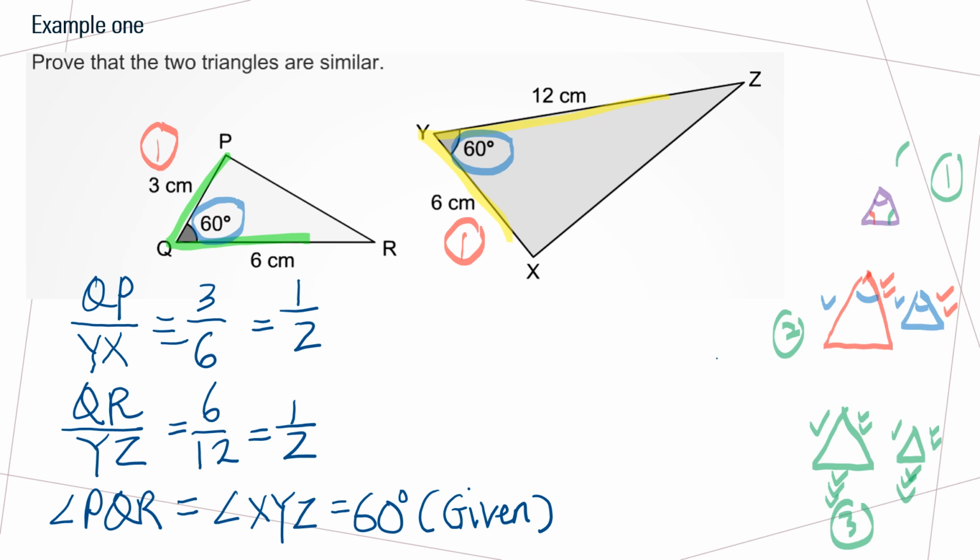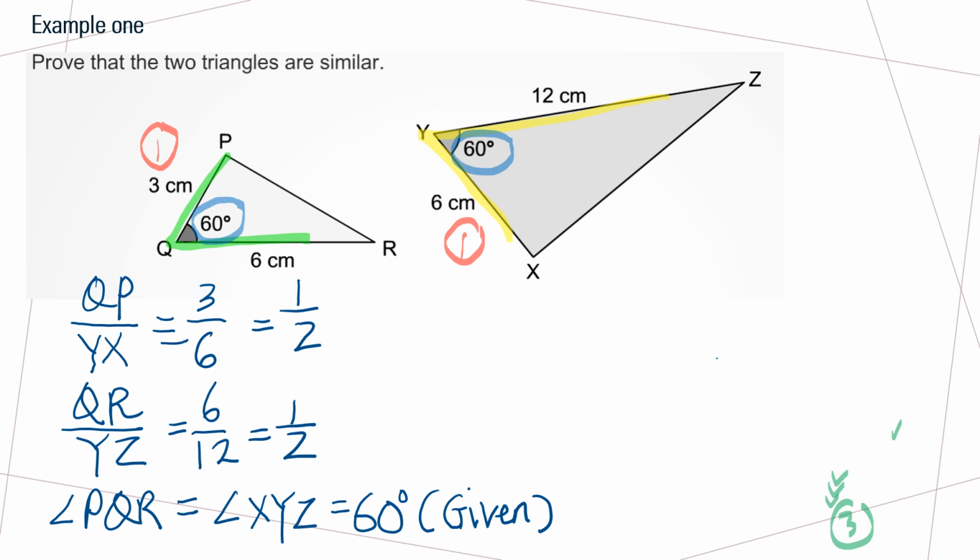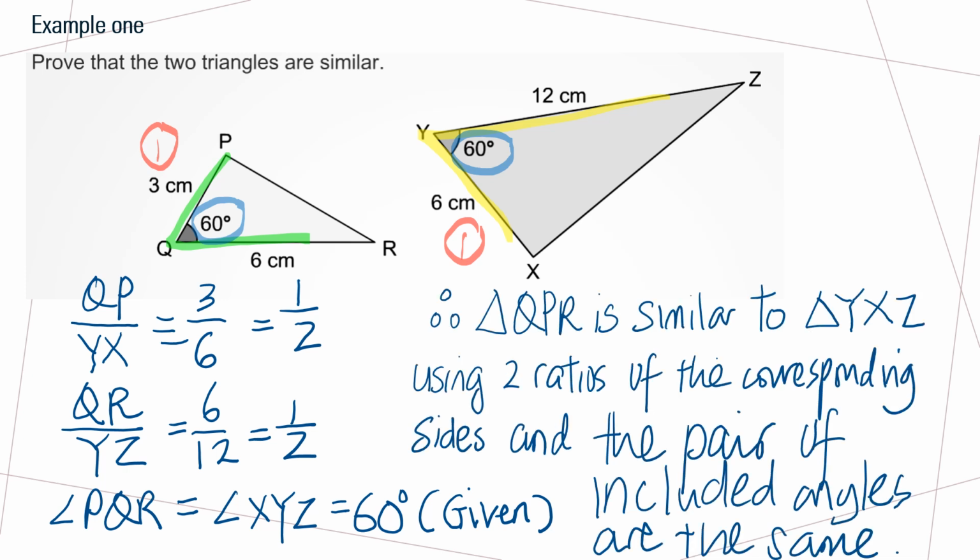I need to erase this because I'll be writing some statements over there. So therefore, we can conclude that triangle QPR is similar to triangle YXZ using two ratios of the corresponding sides and the pair of included angles are the same. So therefore, they're similar. In the Singapore O-level syllabus standard, you have to write all this out, spell it out in full, saying that two ratios of the corresponding sides and the pair of included angles are the same.